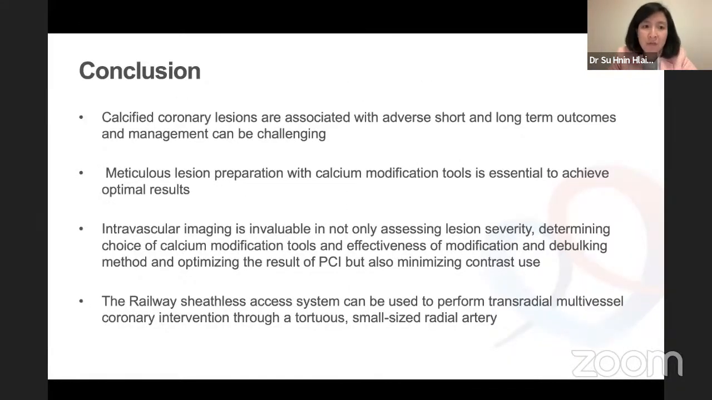So in conclusion, calcified coronary lesions are associated with adverse short and long-term outcomes, and management can be challenging. Meticulous lesion preparation with calcium modification tools is essential to achieve the optimal results. And intravascular imaging is invaluable in not only assessing the lesion severity, which also determines the choice of calcium modification tools and effectiveness of the modification and debulking method, and it optimizes the result of the PCI and also minimizes the contrast use. So last one is the Railway sheathless access system can be used, which allows us to perform the transradial multivessel coronary intervention through a tortuous small size radial artery.